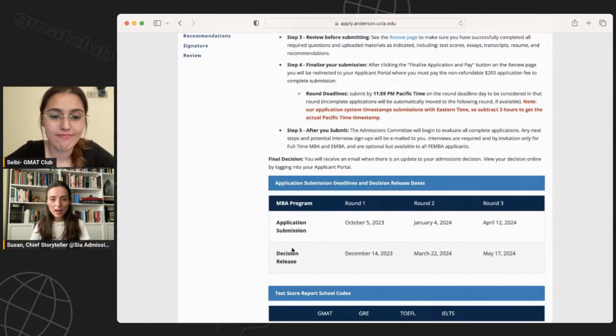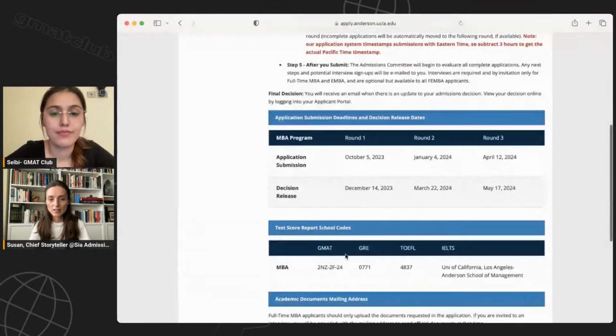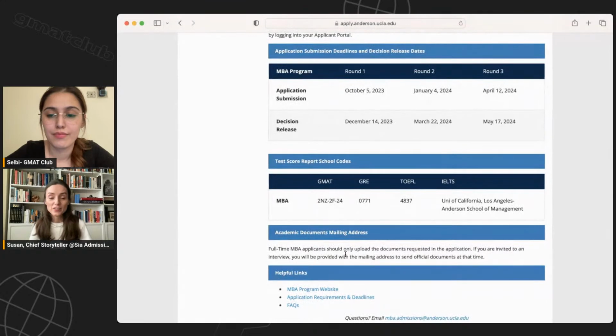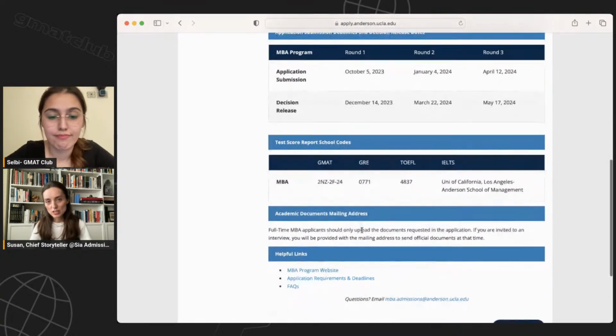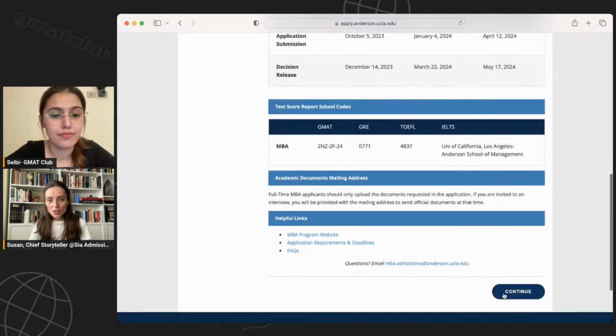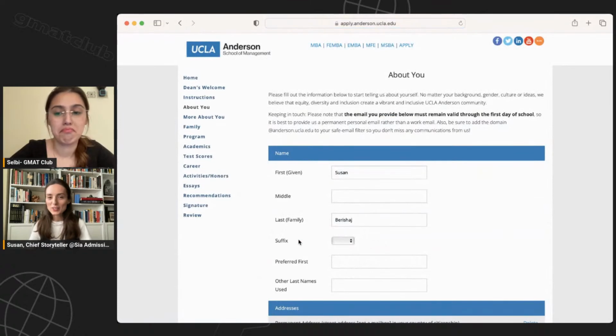Here you are again reminded of your deadlines for each of the rounds. So you have the application submission by October 5th, and the decision for that round is released on December 14th. For those of you who are submitting the various kinds of tests, unless you are waiving the test itself, you need these codes in here to share your test score with the admissions team. So very straightforward. Just make sure you read.